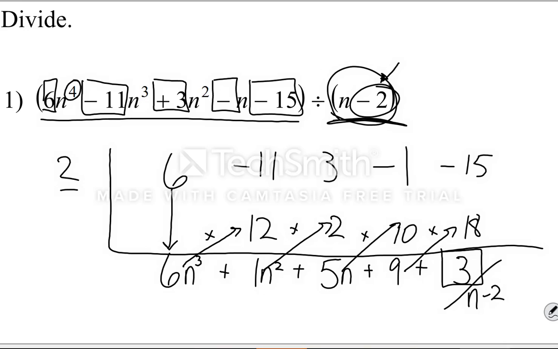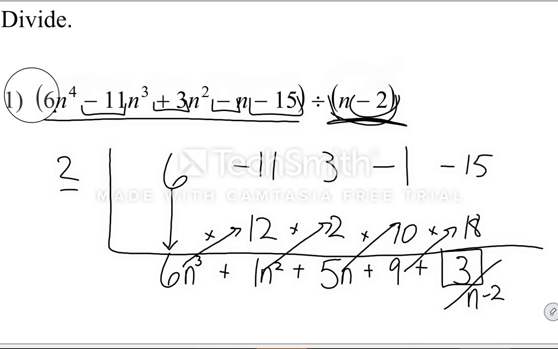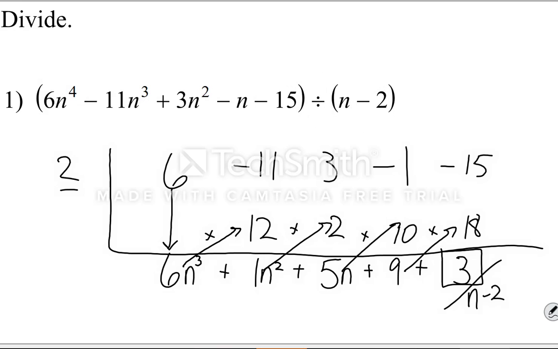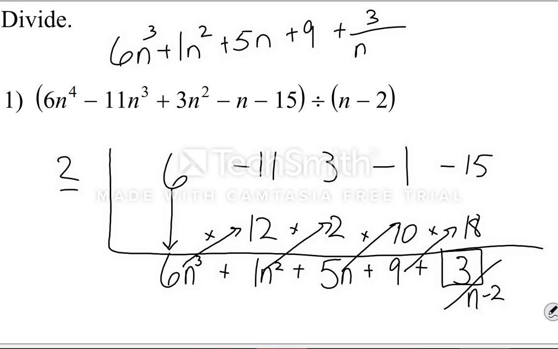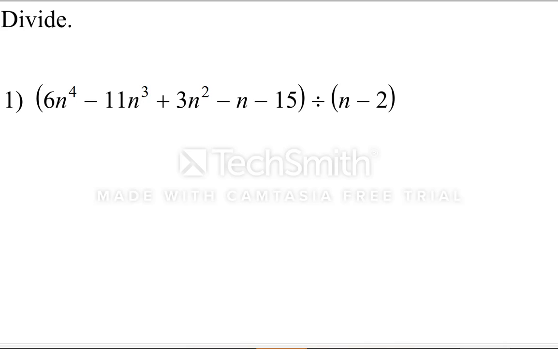Okay, so now let's rewrite my answer just a little nicer, and we should be good to go. So my answer is 6n to the third plus 1n squared, or just n squared, and then plus 5n plus 9 plus, now my remainder, 3 over n minus 2. So there is your answer to the first problem on the board. Let's go to the second one.